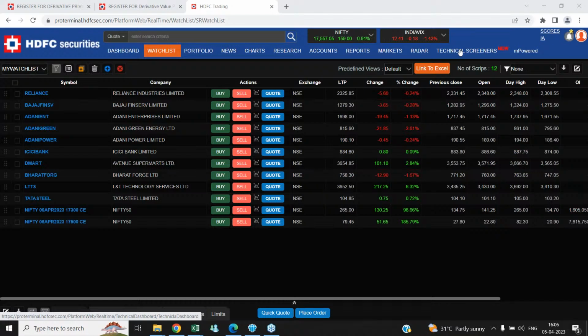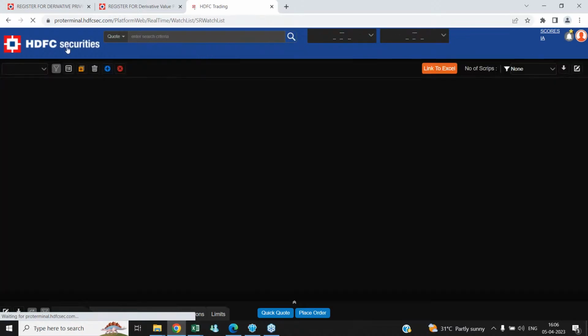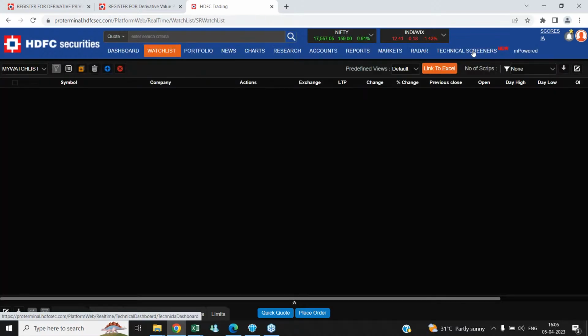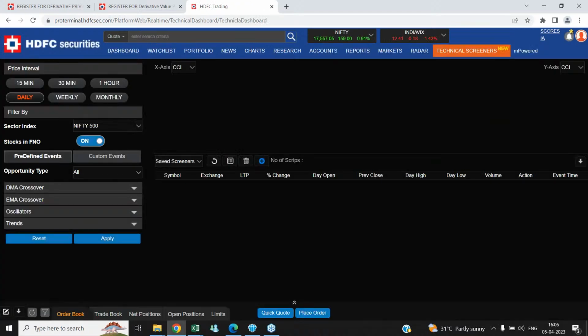So let us understand how this tool will be useful to you to trade the market, and how it will benefit you. Let us understand with the technical screeners. If you log in to the Pro Terminal, there is a screener icon over there. You can just click on the technical screener icon.